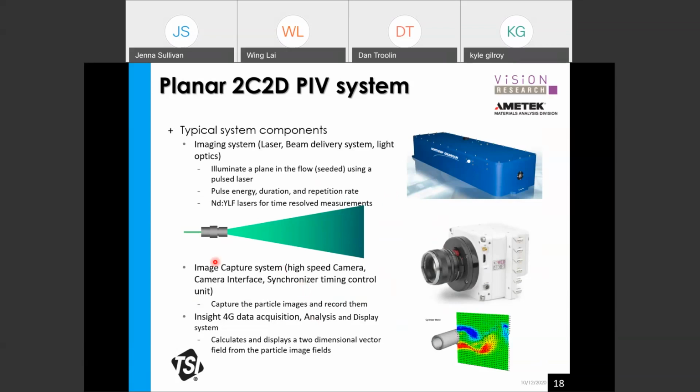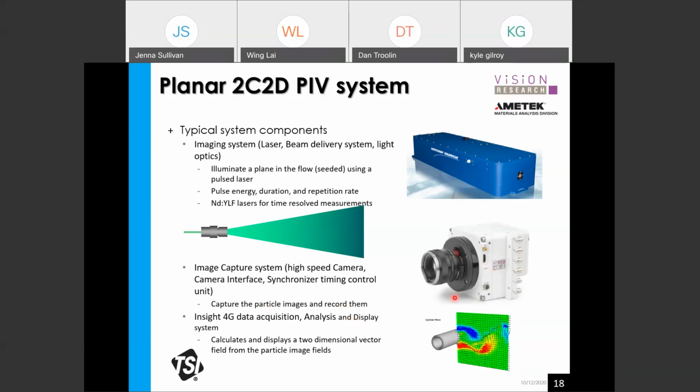As far as the image capture, we talk about using high-speed cameras. This is one example of a high-speed camera. It is usually synchronized with some kind of timing electronics to make sure the image captures coincide with the laser pulses coming out from the lasers. Essentially, the high-speed camera captures the particle images and records them into the RAM, as I talked about a bit earlier.